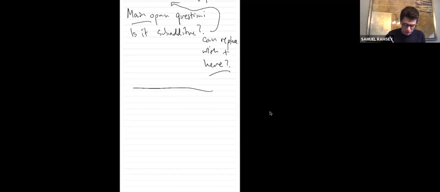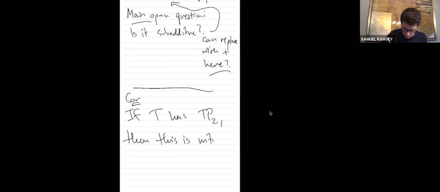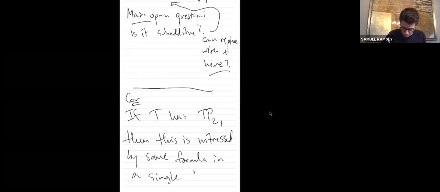Okay, so that's one consequence, and a second consequence. So what is the next consequence? The next consequence is that if T has TP2, then this is witnessed by some formula in a single free variable.